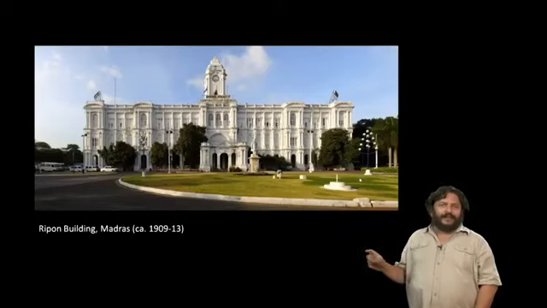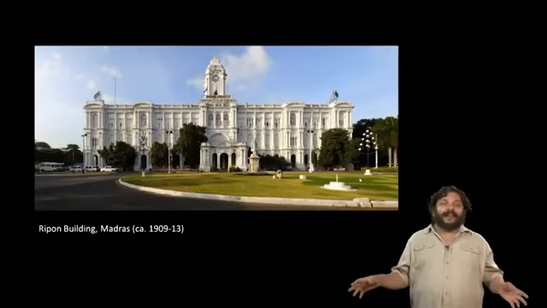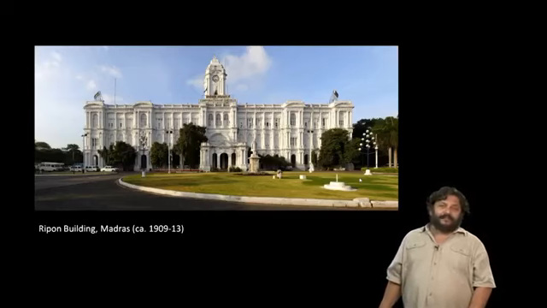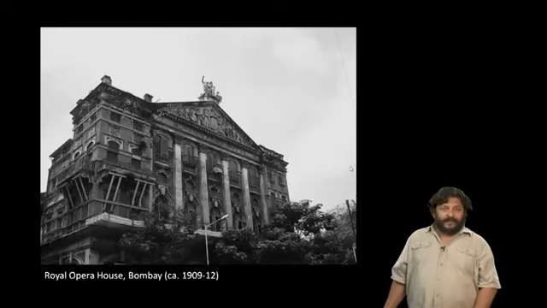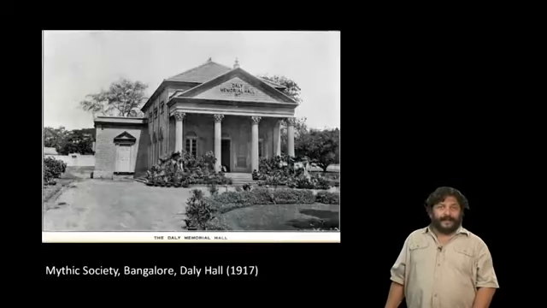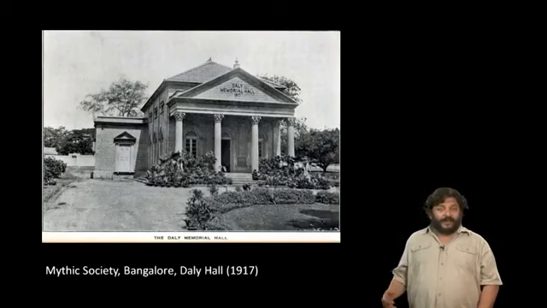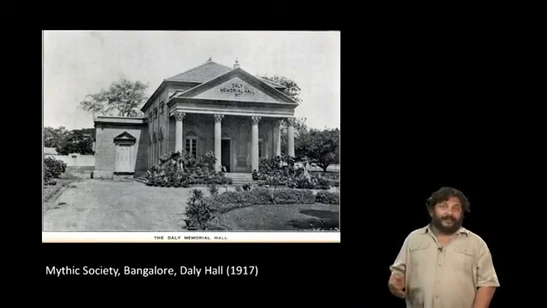A last example of the kind of widespread reach of neoclassicism are the Ripon buildings built quite late in the early 20th century in Chennai, then called Madras. Opera House in Bombay, a kind of mannerist take on the neoclassical, and of course the Mythic Society in Bangalore, which also is a very late example of a neoclassical facade.